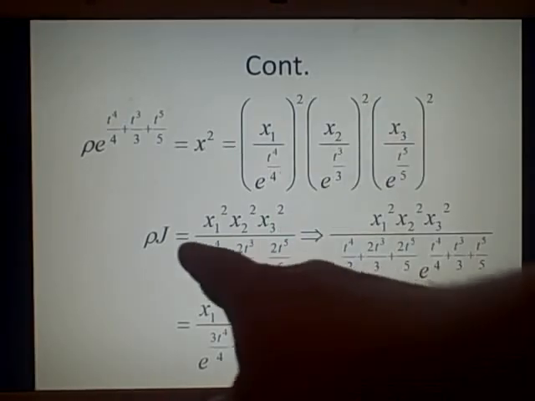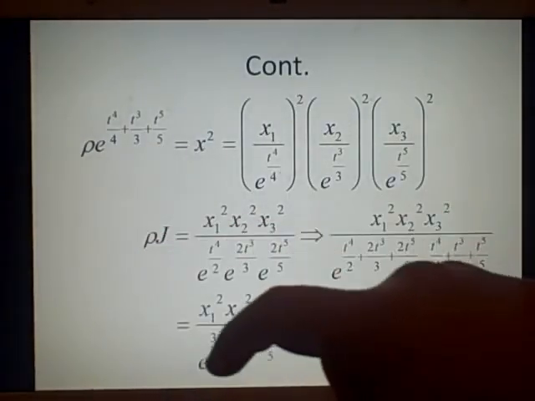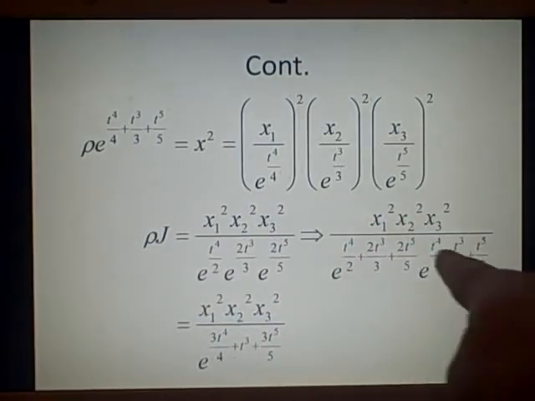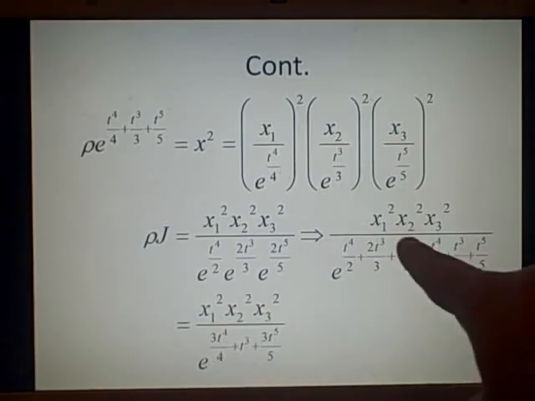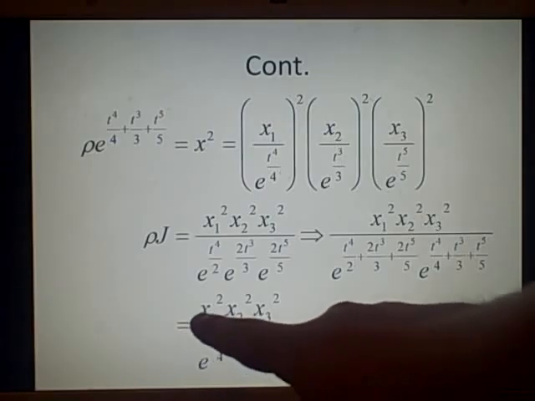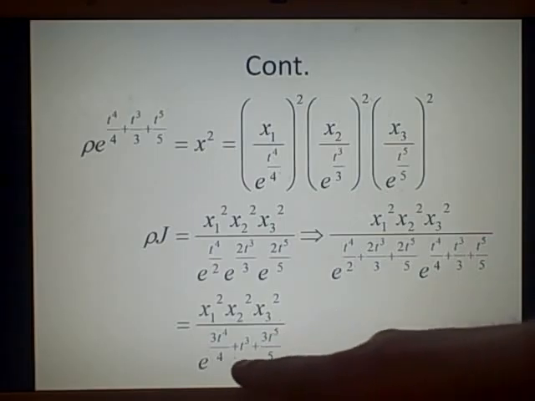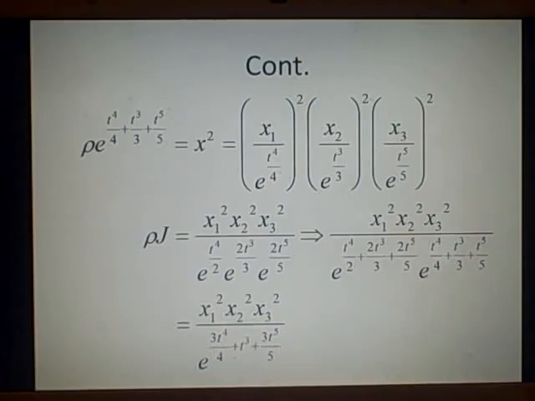Now what we want to do is get our rho on its own, so we're going to move this big J, the Jacobian, underneath here, which means they multiply, which means the exponents add, so we add them together, and we get the solution: rho is equal to x1, x2, x3 all squared, divided by e to the power of 3t^4/4 plus t cubed plus 3t^5/5.